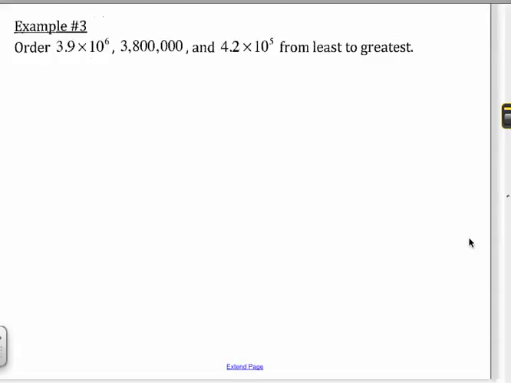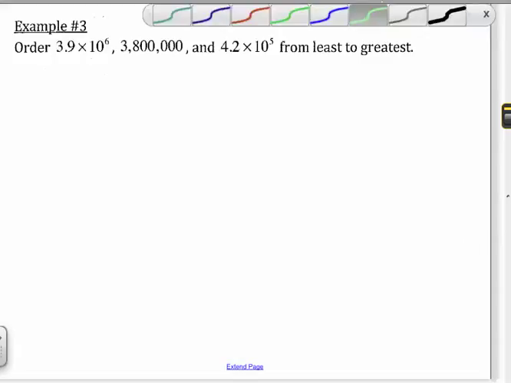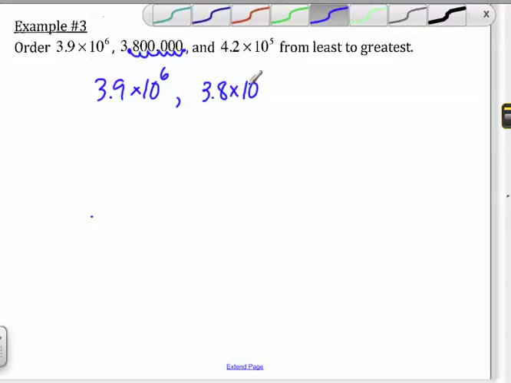But let's look at this first one. I don't need to change this one at all. It's already in scientific notation. 3.9 times 10 to the 6. Good. But what about this next one? Let's change it. 1, 2, 3, 4, 5, 6. Okay, tell me what to write. 3.8 times 10 to the 6th.